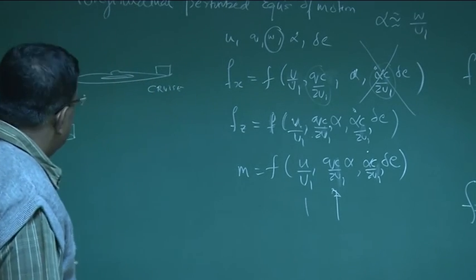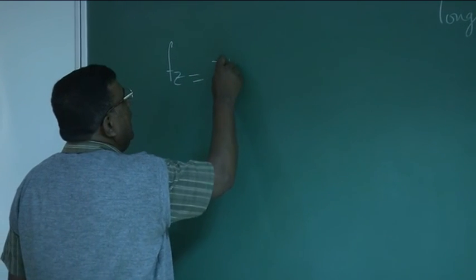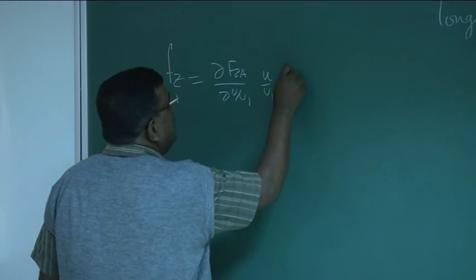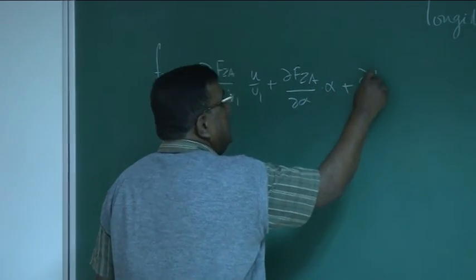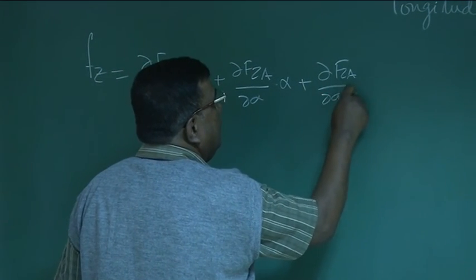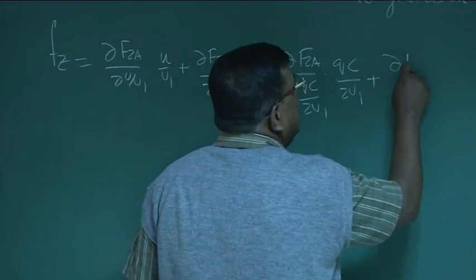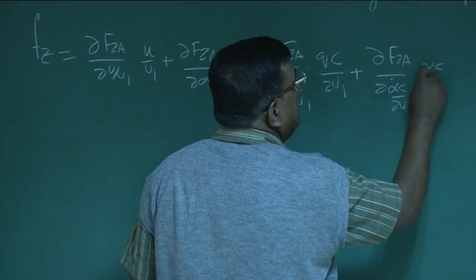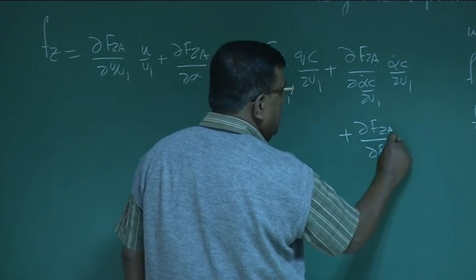Now, till yesterday, when we used Fz, if I am not mistaken, we have written Fz equal to dFza by dU by U1 into U by U1, plus dFza by d alpha into alpha, plus dFza by d Qc by 2U1 into Qc by 2U1, plus now we'll be adding dFza by d alpha dot C by 2U1 into alpha dot C by 2U1, plus dFza by d delta E into delta E.